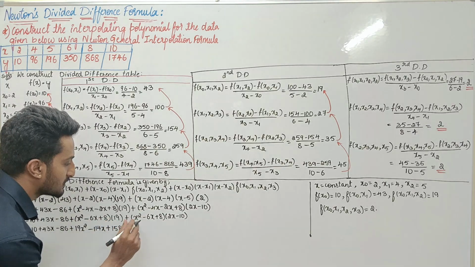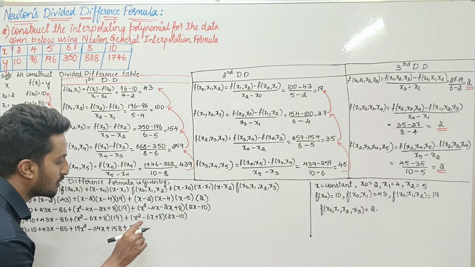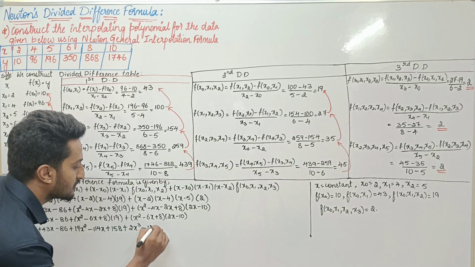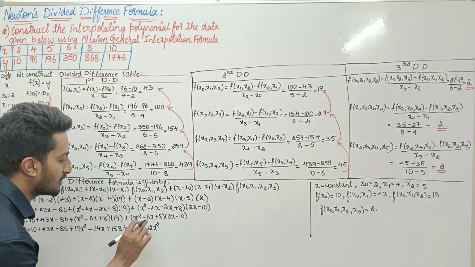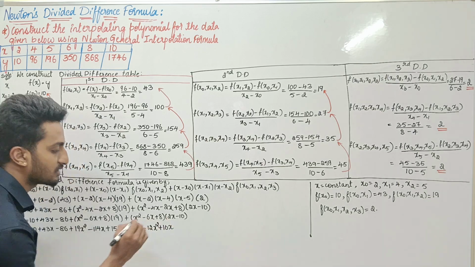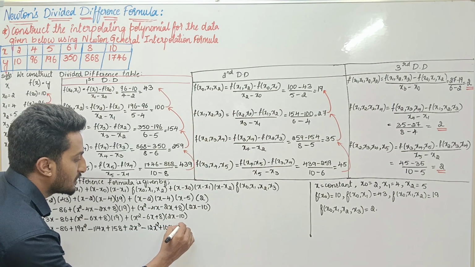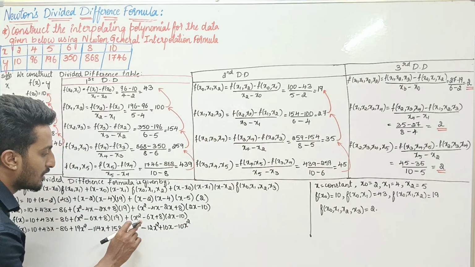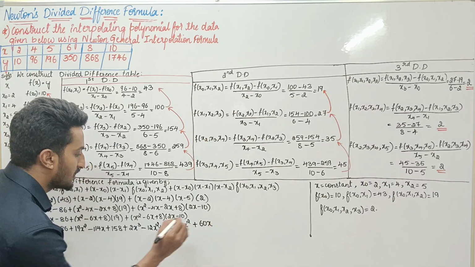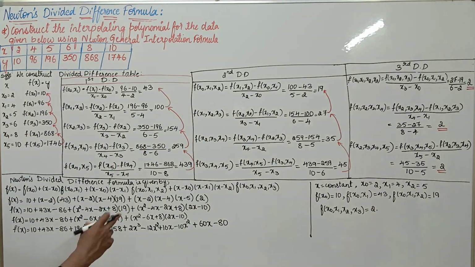Now, similarly, repeat for this. x square into 2x, that is 2x cube. Done. Now, minus into plus, minus 6 twos are 12, x into x, that is 12x square. Now, plus into plus, plus 8 twos are 16x. Done. Now, repeat for 10. x square into minus 10, minus 10x square. Now, minus into minus plus, 60x. Plus into minus, minus 10 into 8, 80.